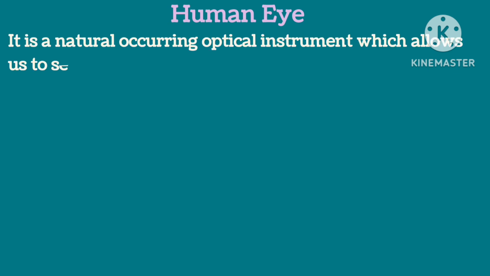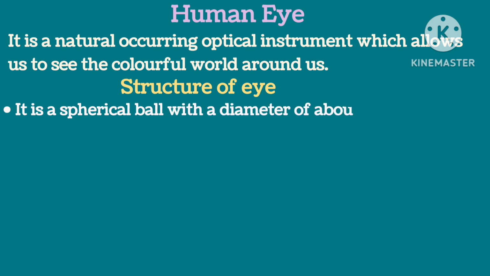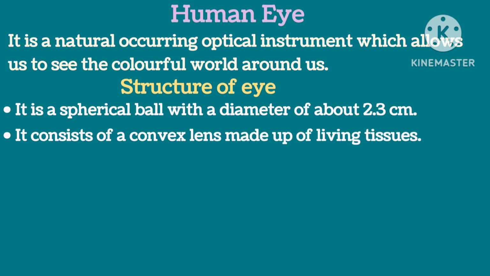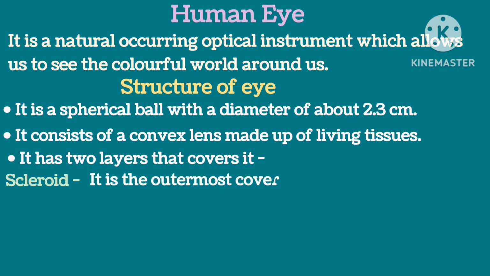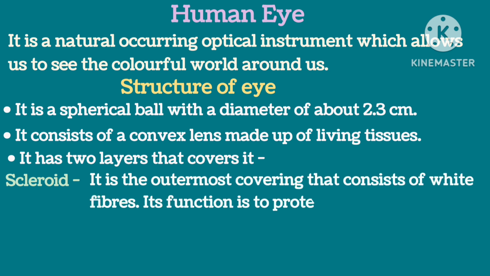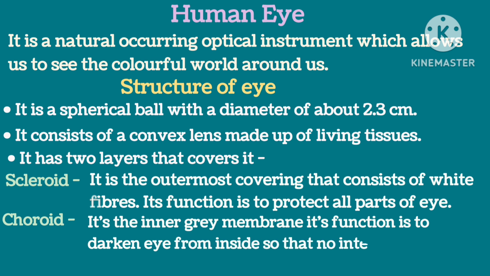Human eye. It is the naturally occurring optical instrument which allows us to see the colorful world around us. Structure of eye. It is a spherical ball with a diameter of about 2.3 centimeters. Consists of convex lens made up of living tissues. It has two layers that cover it. One is sclerotic, the outermost covering that consists of white fibers. Its function is to protect all parts of the eye. Second is choroid. It is the inner gray membrane. Its function is to darken the eye from inside so that no internal reflection takes place.